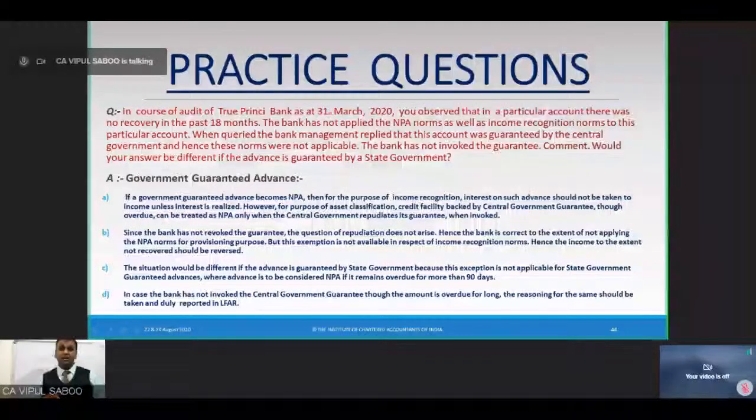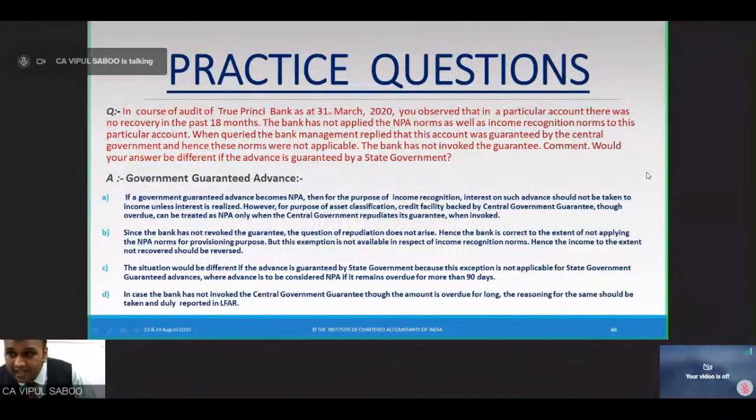That has to be reversed. Right? So you have to reverse that income from the profit and loss account. You have to pass adjustment entries, AS4. You have to pass adjustment entries in the bank's financial statements before their finalization. This is the concept of recognition of income. So what does it say?